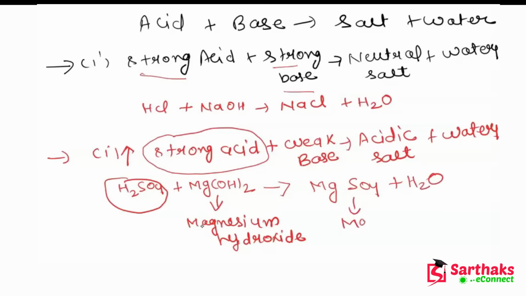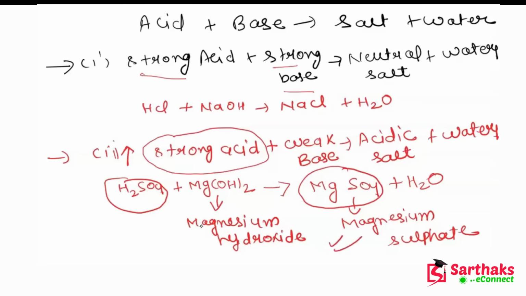So this is magnesium sulfate. So guys, this is the example of the reaction between strong acid and weak base, and in this case the salt which is formed is acidic salt. So magnesium sulfate is acidic in nature. Okay, so I hope guys these two reactions are clear to you.